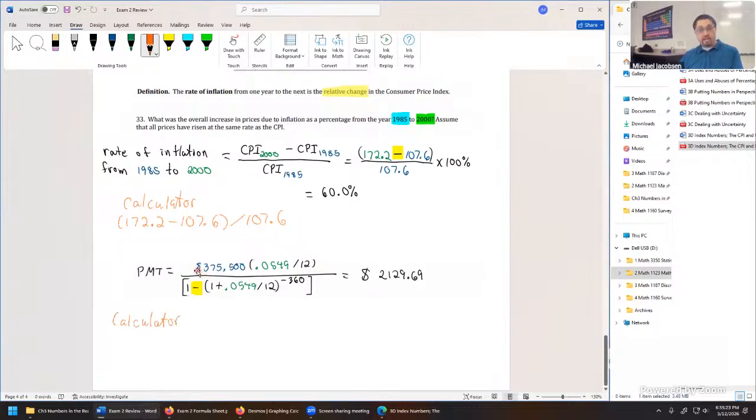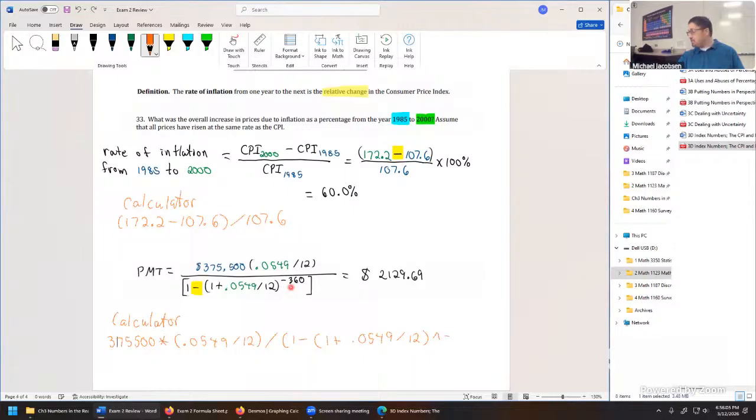You can put parentheses around the numerator, but it's not necessary. So we often just put in 375,500 times 0.0549 divided by 12. We closed a parenthesis there. Then for the division bar, we hit division again. Then we opened another parenthesis, went 1 minus, new parenthesis, 1 plus 0.0549 over 12. Then here, we hit the exponent button.